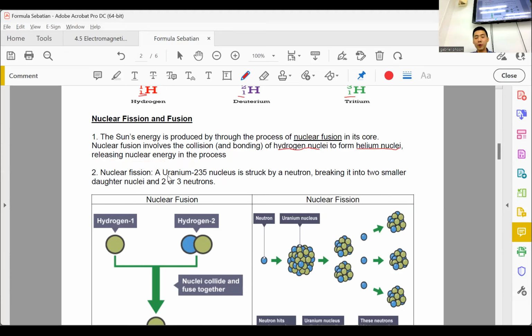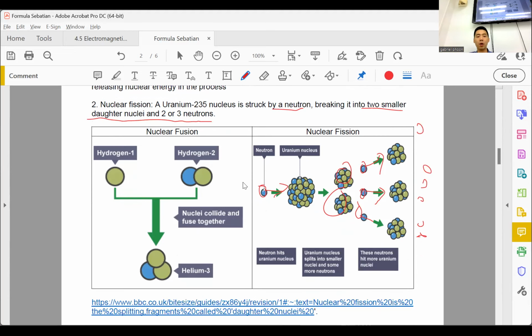Now for nuclear fission: a uranium-238 nucleus is struck by a neutron. This neutron will smash it, and then it will split and release its own neutrons, and they will smash other nuclei, which split again and again, breaking into two smaller daughter nuclei and releasing 2 to 3 neutrons, guys. This is a graphical representation of how nuclear fusion and nuclear fission occur.